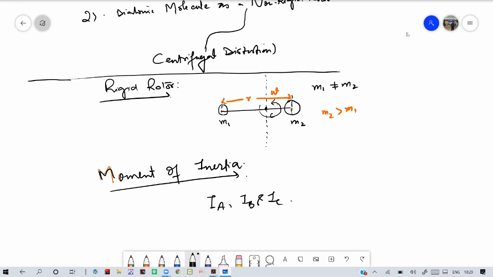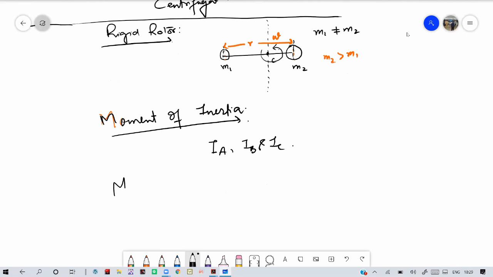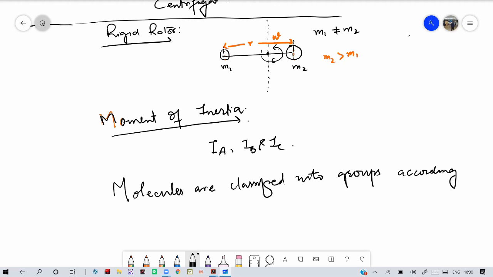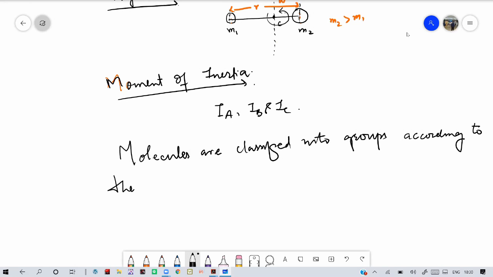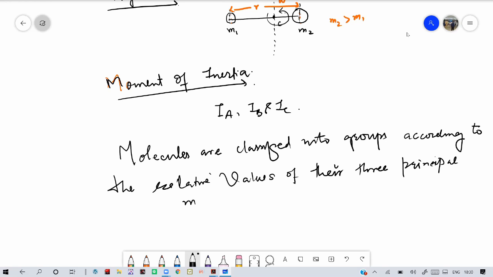Any molecule, whether it is diatomic, triatomic, linear or non-linear, these molecules are classified into groups according to the relative values of their three principal moments of inertia.